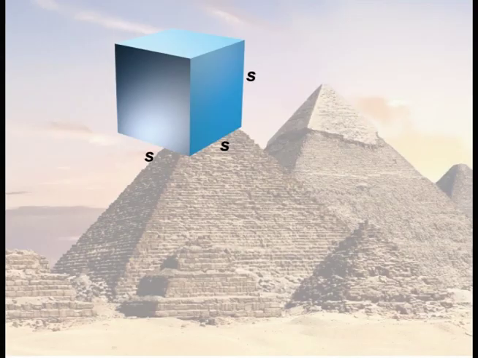Here is a cube of side S. Its volume couldn't be more straightforward: S times S times S, or S cubed. Its name, its shape, its volume are straightforward.